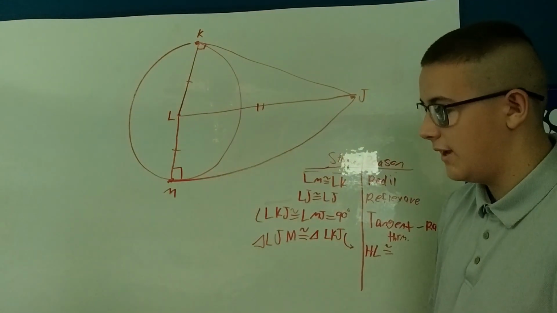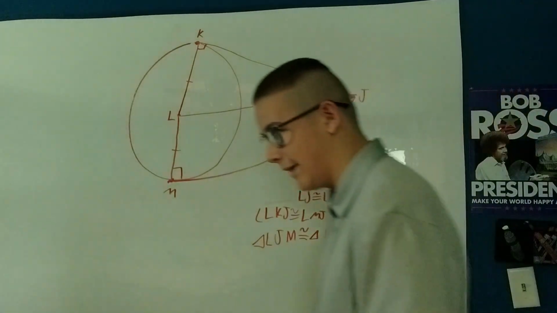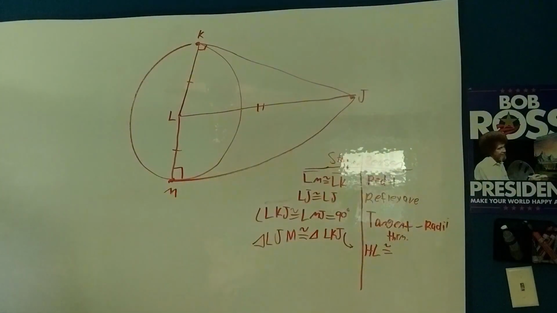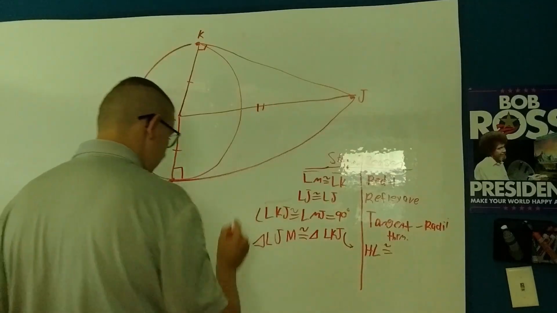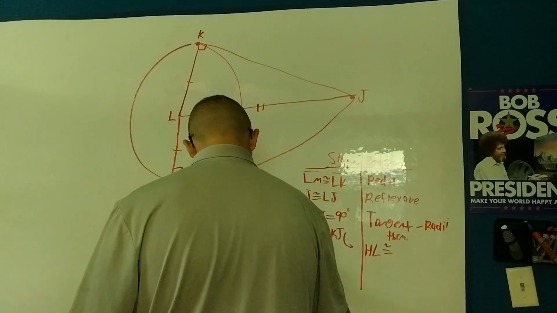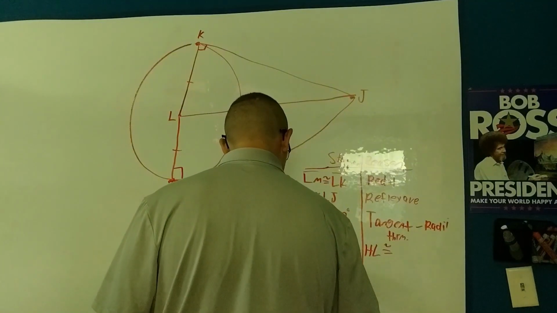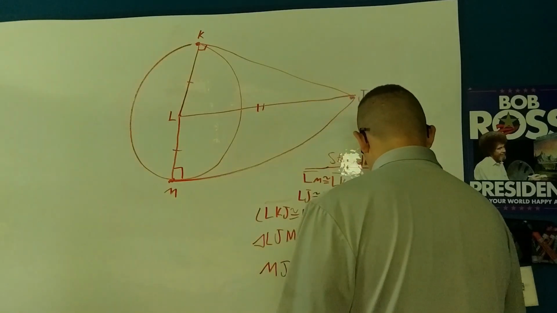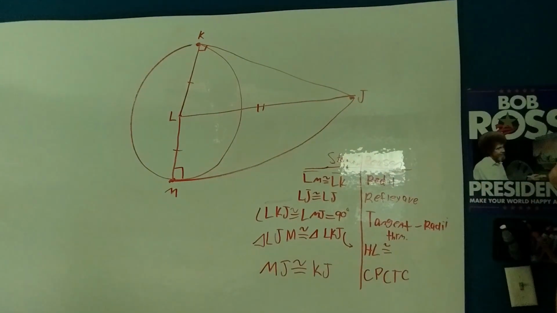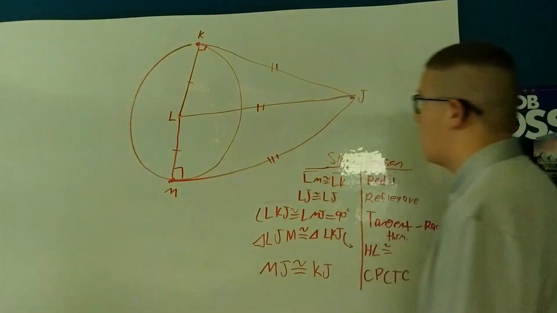And then from there we can say, because corresponding parts of congruent triangles are congruent, something I taught you back in chapter 2, I believe, CPCTC, we can say that MJ is congruent to KJ. MJ is congruent to KJ because of corresponding parts of congruent triangles are congruent, CPCTC, and we know that these are congruent.